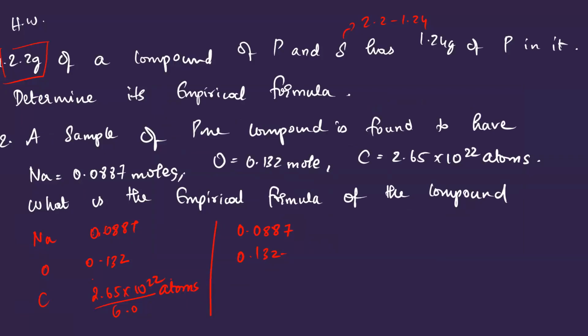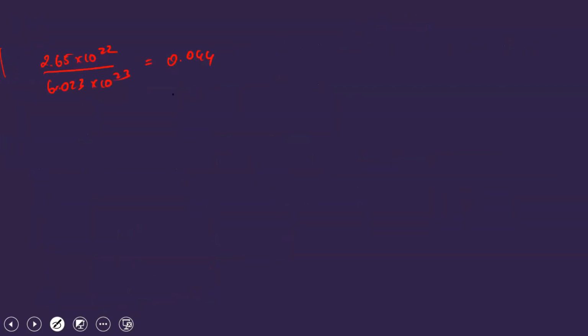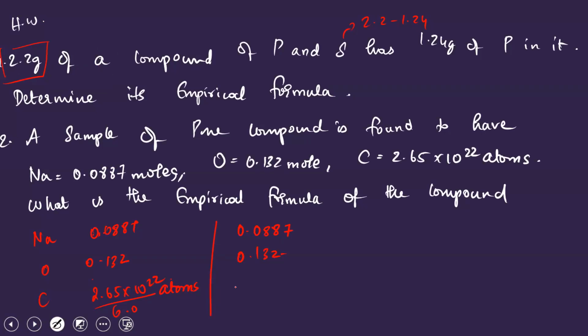So what will you do here? I'll go to the next slide. So 2.65 into 10 power 22 divided by 6.023 into 10 power 23. What do you get? 0.022. So basically you have got the number of moles for everything. Yes or no?